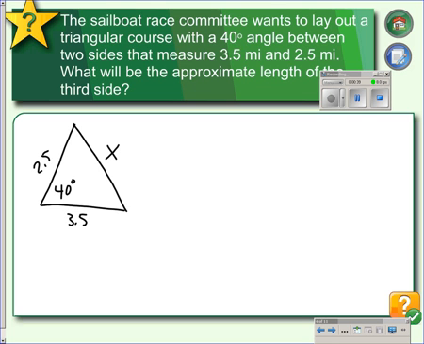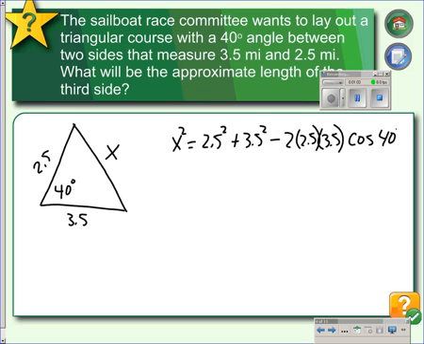So, using the law of cosines, we want the angle to be opposite from its side. So we're going to say x squared equals the other two legs squared, 2.5 squared plus 3.5 squared, minus 2 times the two legs multiplied together, times the cosine of the angle. So there we go, just substituting directly into the formula. And then you put this in your calculator.